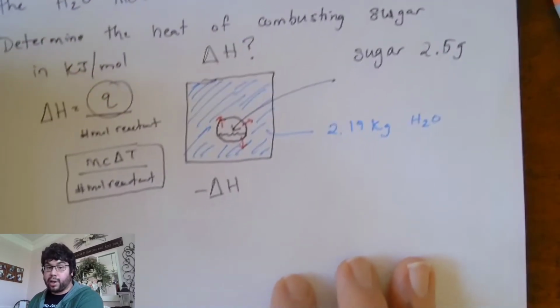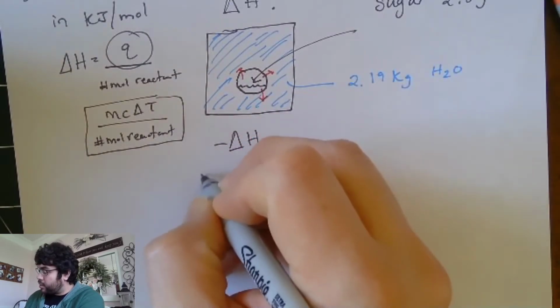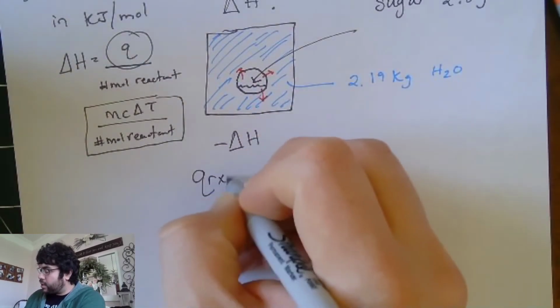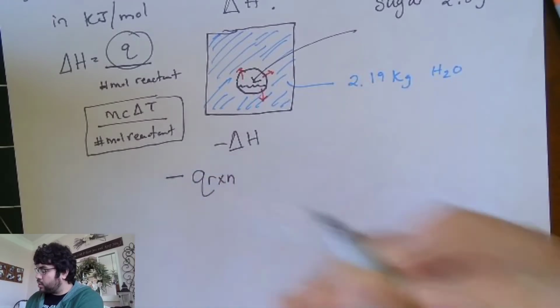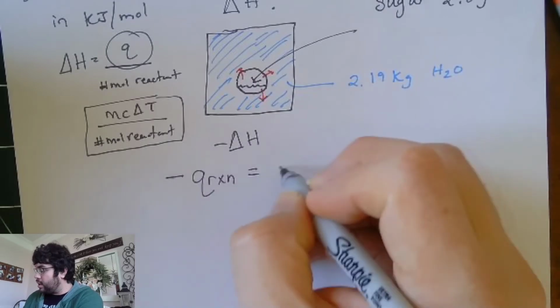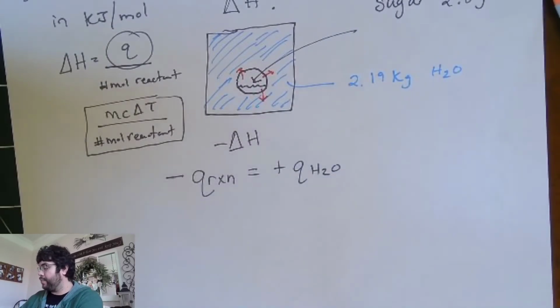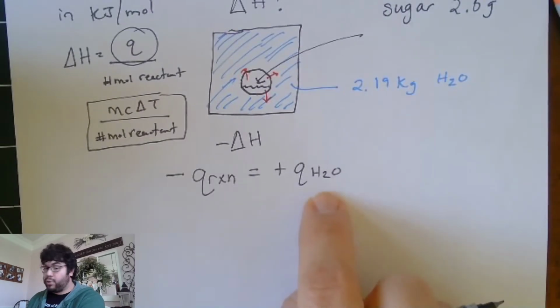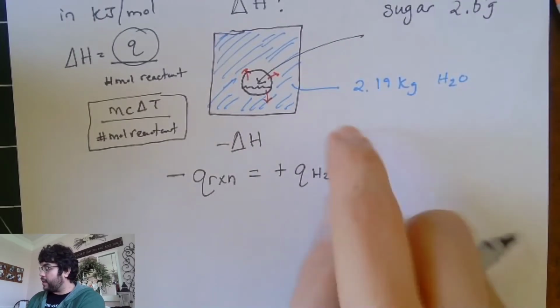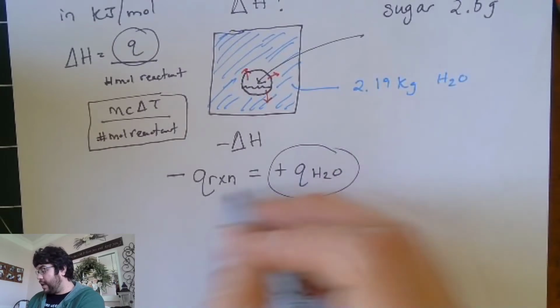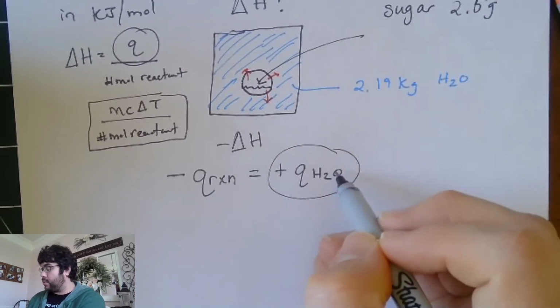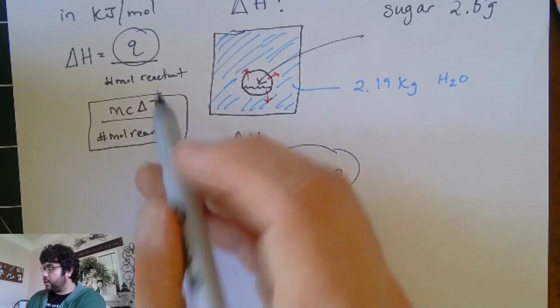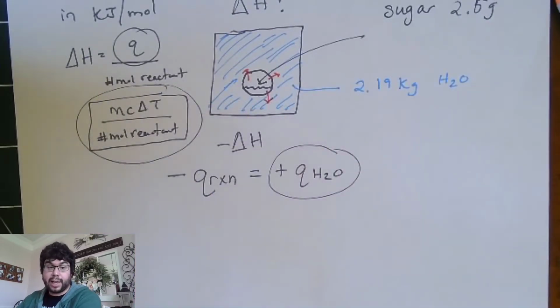We have to remember the law of conservation of energy. It tells us that the amount of energy that the reaction produced, which is being lost by the reaction, is the amount of heat that the water is gaining. I cannot directly calculate this value because I don't know the specific heat of sugar. But I know the specific heat of water. So since they're equal to each other, I'm just going to calculate the Q for water, change the sign, and then I can go ahead and figure out delta H.